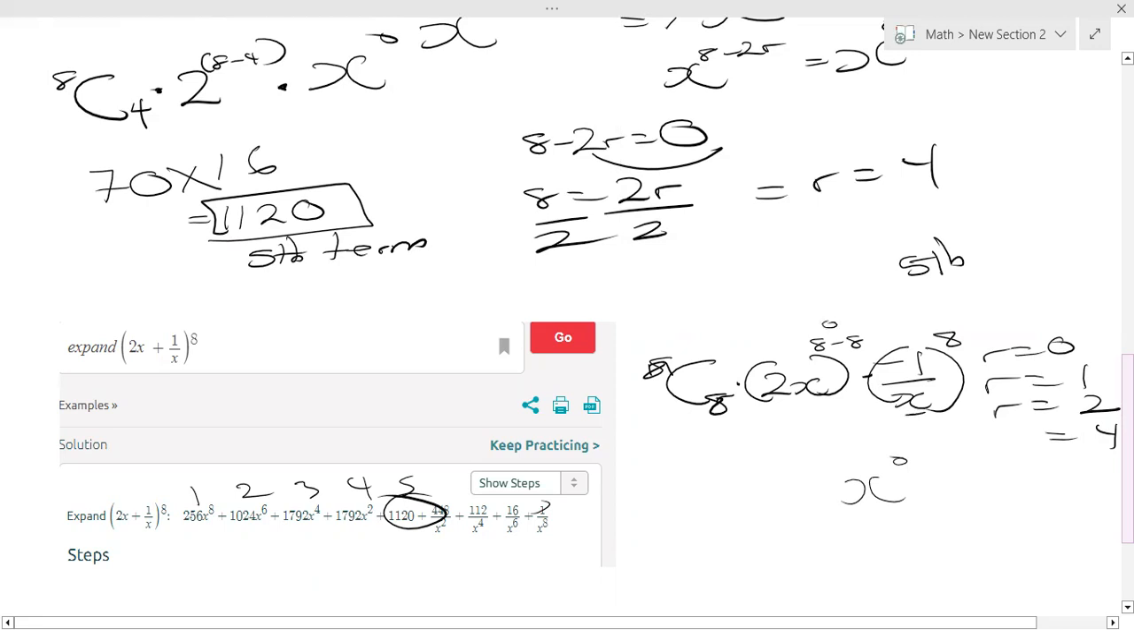But remember, there's the x here, so it's not a constant. So 8c8. Remember what I said before, nCn is always 1. So we can ignore that. So we have 1 here. 2x raised to power 0 is 1 here. So we're left with 1 over x raised to power 8. And if you check it, we can see that's the last term.